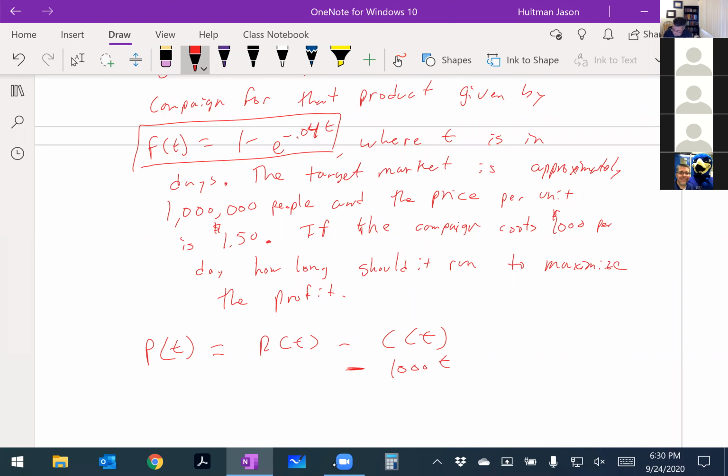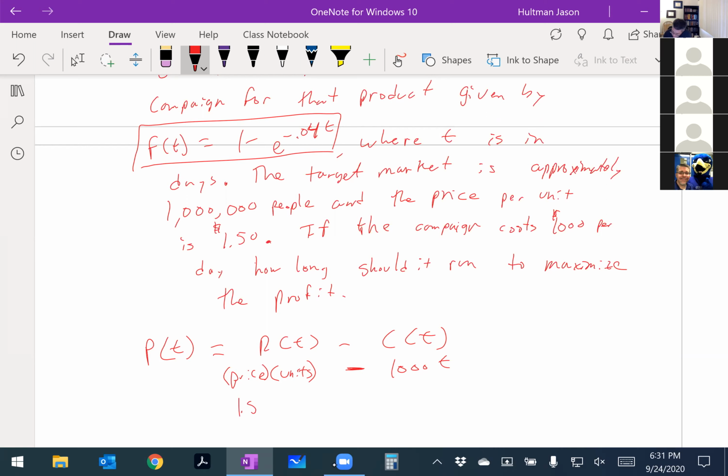The revenue is going to be the price times the number of units sold. So that's R of t, and we want it in terms of t, which is the days that this campaign goes out for. We're assuming that if we advertise longer, we'll make more money.